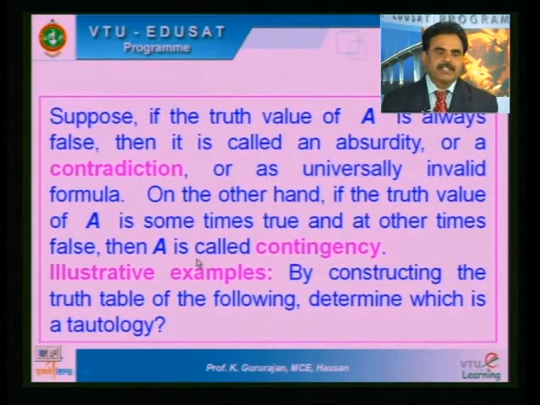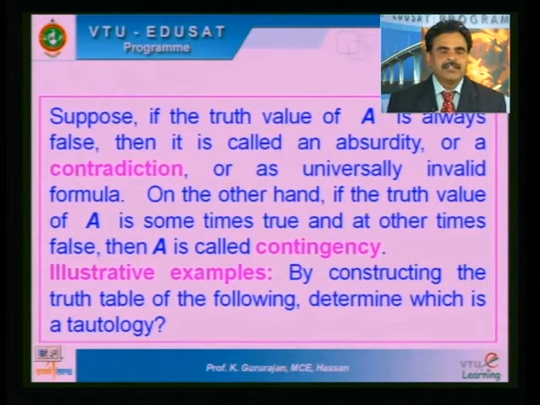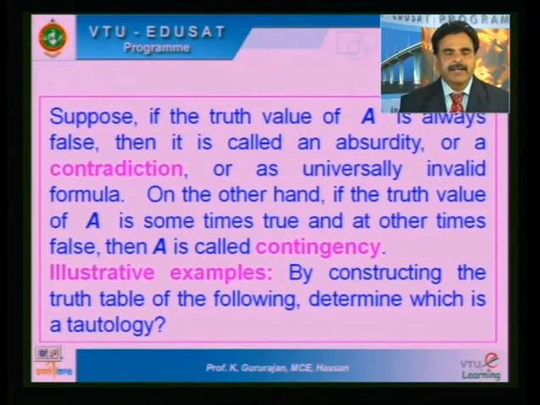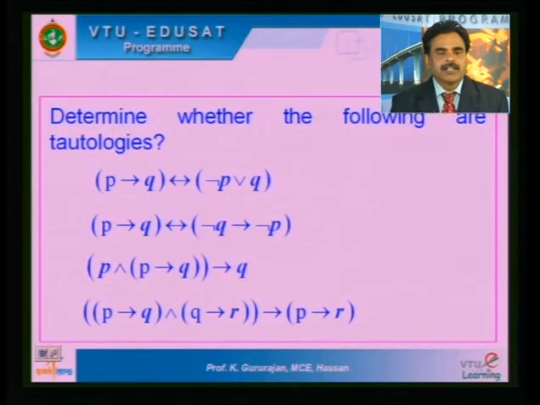So, what is the difference between tautology, contradiction, and contingency? In the case of tautology, the truth value of A is always true. For contradiction, the truth value of A will always be false. In case of contingency, we will find that the truth value of A contains both T and F. Now, by constructing truth tables, we shall find out whether the following formulas are tautologies.